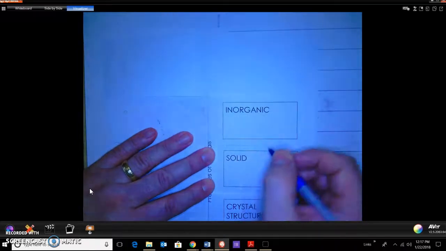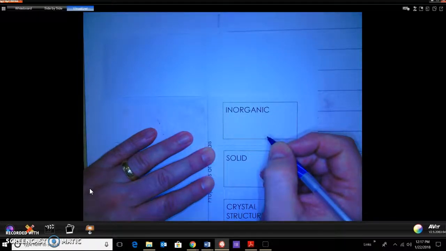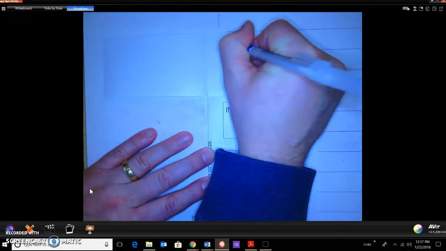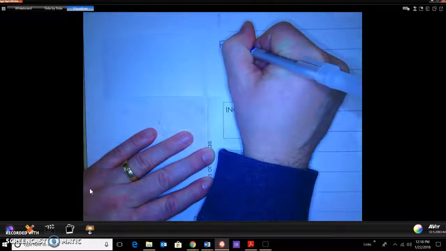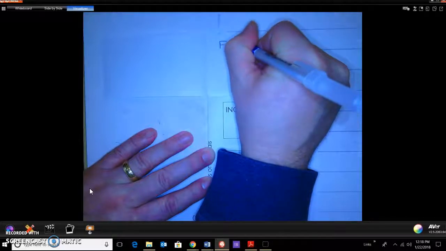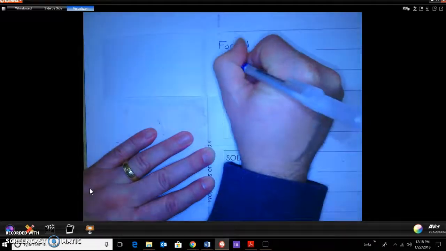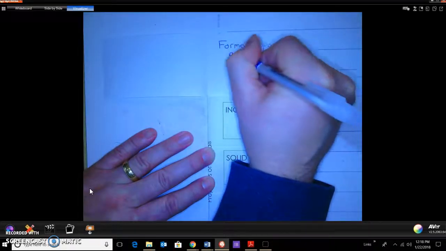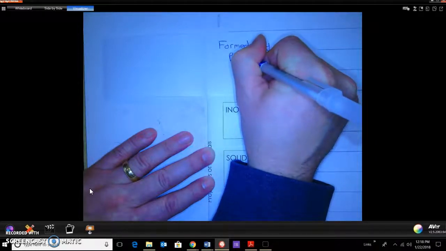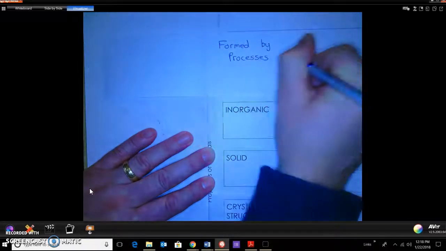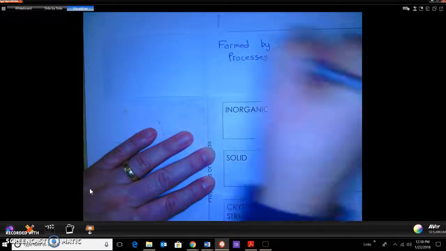Okay, naturally occurring. Naturally occurring means that it's formed by processes in the natural world. So everybody write that down. In order for it to be a mineral, it must be formed by processes. Now, a process is a way to make things work. Formed by processes in the natural world.